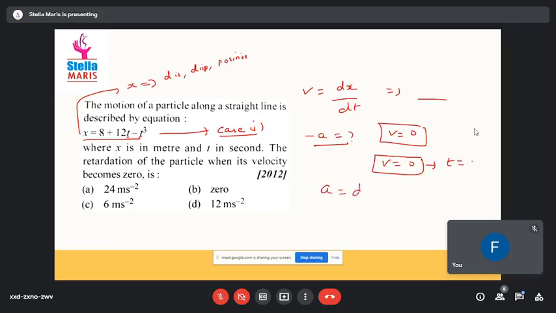What is acceleration? dv by dt, very good. Then find out this value. And what is retardation? Negative acceleration. So find this value, and at last give a minus to it. That's all. Can you do this sum? I can give you 3 minutes or 5 minutes, no problem. Just tell me the answer.